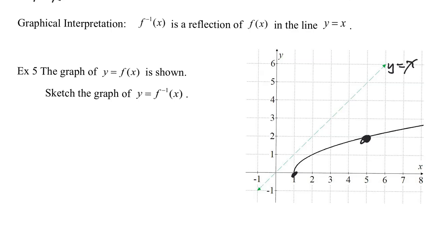And so if we think about it, we've got the point 1 comma 0 and 5 comma 2. If I reflect those, I'm going to switch the x's and y's, and I get 0 comma 1 and 2 comma 5, right? So if I go to 2 and then up to 5, I'm going to get this graph that looks like this shape. And that's it. Okay? All right.